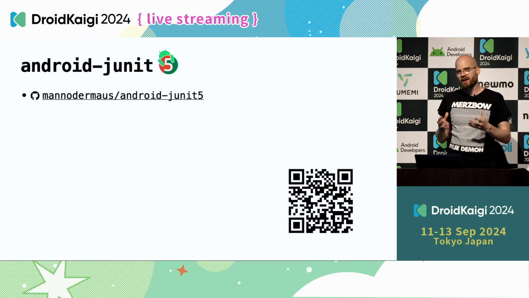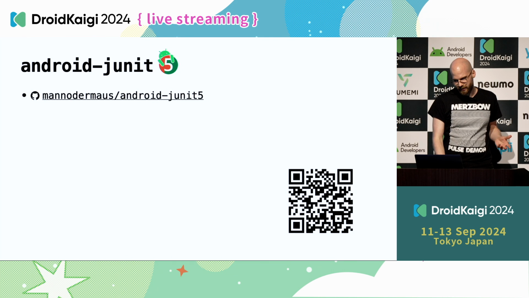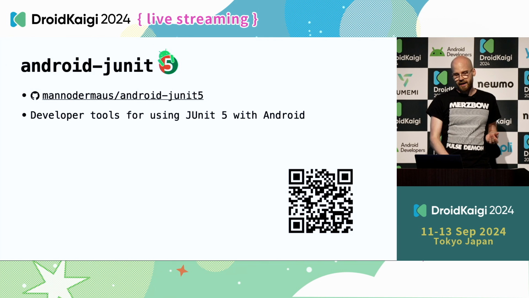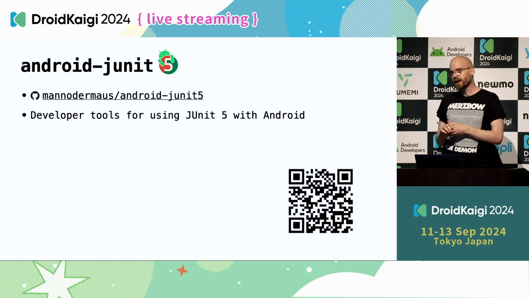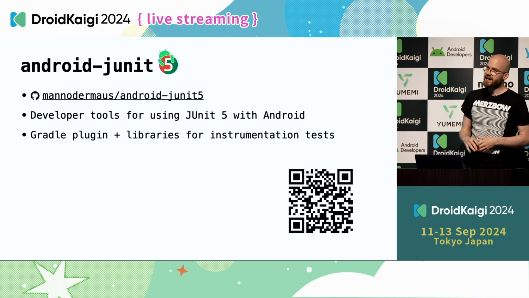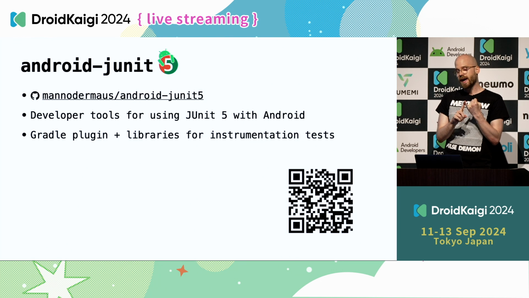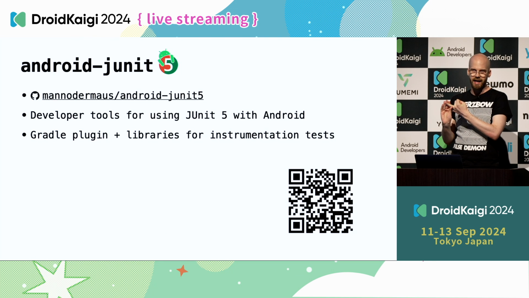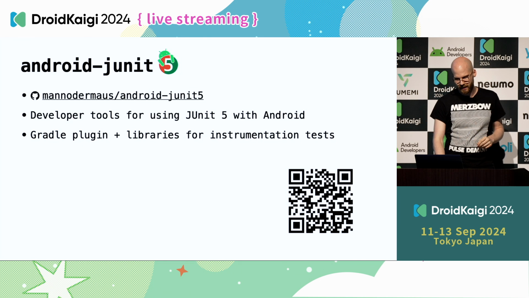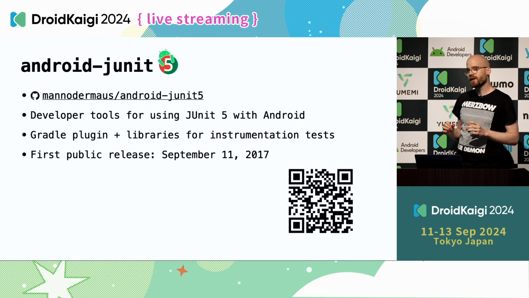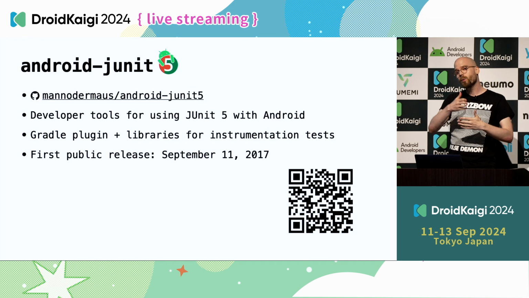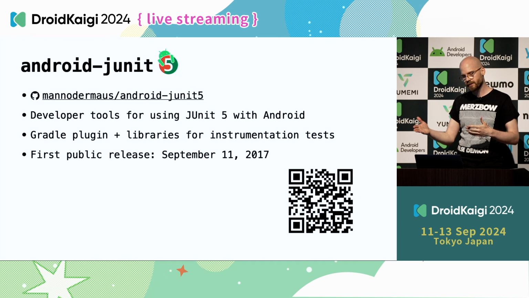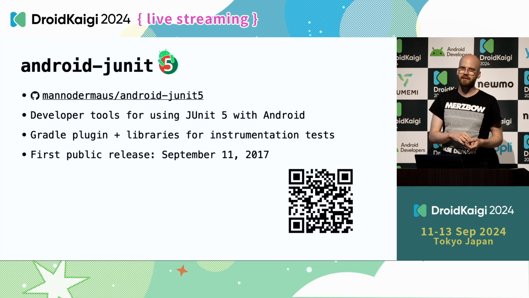And this is a project that I started a few years ago. Android JUnit 5 is a set of developer tools for using JUnit 5 with Android. What you get is a Gradle plugin and some instrumentation test libraries that help you do your thing for those. We will get to those later. The first public release of Android JUnit 5 was September 11, 2017. That's exactly 1 year after JUnit 5 itself, and almost to the day 7 years ago.